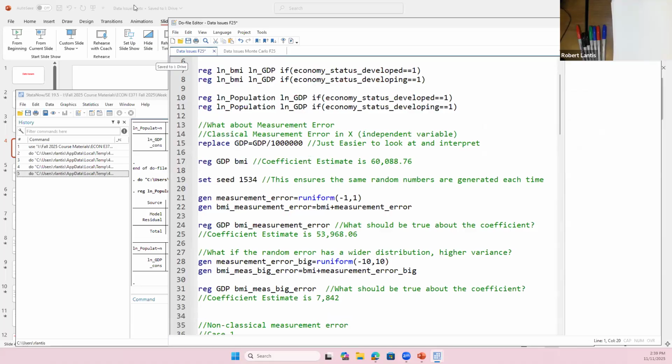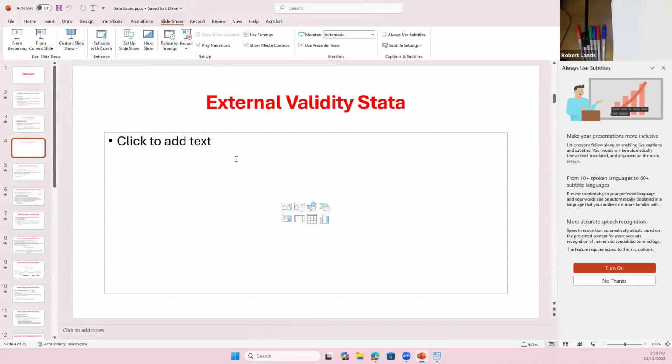Any questions on this idea? Once again, I'm just introducing the idea of data issues, where we start to think a little bit harder about the data sets we're using and the statements we're making. Okay.